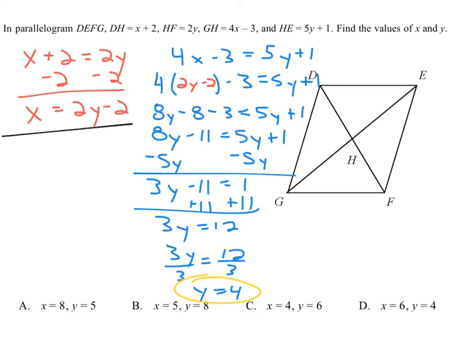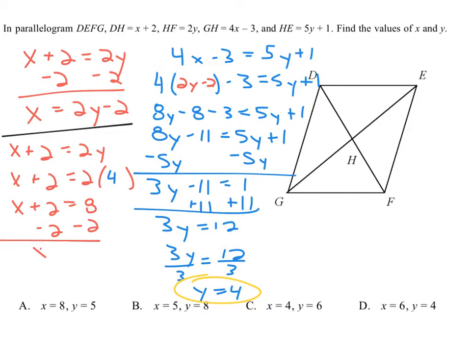So we're going to start back with the original, just draw a line here, and say, okay, then x plus 2 equals 2y, and x plus 2 equals 2 times whatever y is equal to, and what's y equal to? 4, we found. Okay? So we get x plus 2 equals 8, and subtracting 2 from both sides, we get x equals 6. Okay, so we're looking for an answer where it says x is 6 and y is 4, and that is D. We're done.